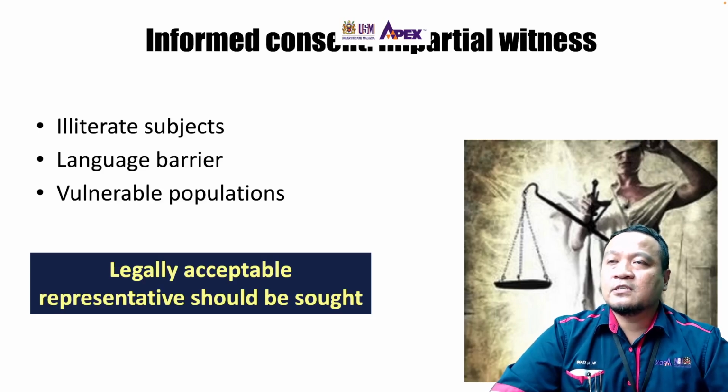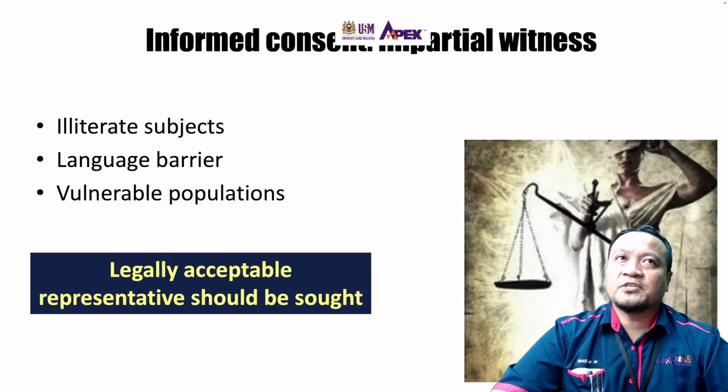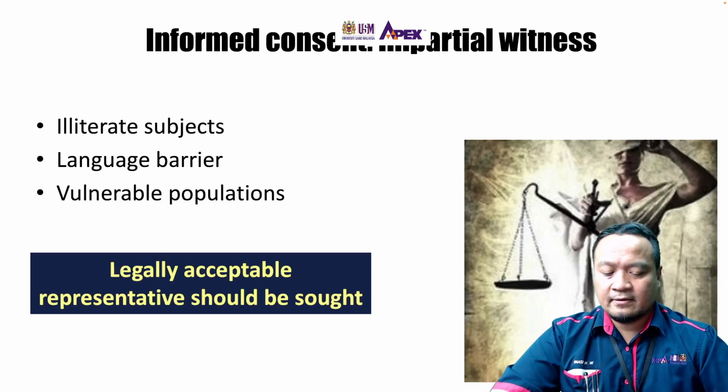If the subject is not able to give consent, for example because they are illiterate and unable to read, have language barriers, or belong to a vulnerable population such as being underage, then there is a need for an impartial witness. An impartial witness, a legally acceptable representative, should sign the consent form and be there to represent the subject.